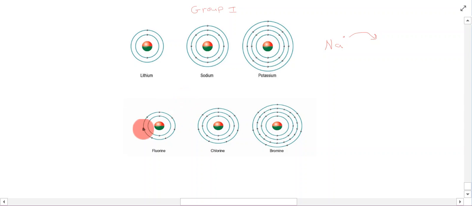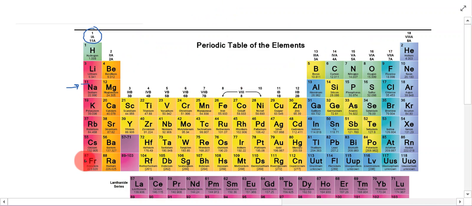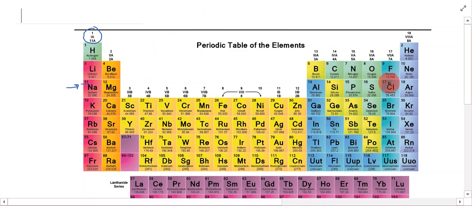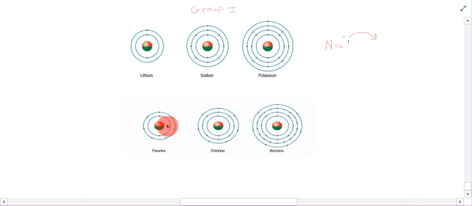If we have a look here, we have what are known as the halogens, so they're group 7. We'll just look at it on the periodic table for 1 sec. So these are the group 1 elements, and then these guys here, which are the halogens, fluorine, chlorine and bromine, are the group 7 elements. What we can say with the group 7 elements is, again, they have a similar electronic structure. The outer energy level, or the outer shell, has 7 electrons. So they all have 7 electrons.